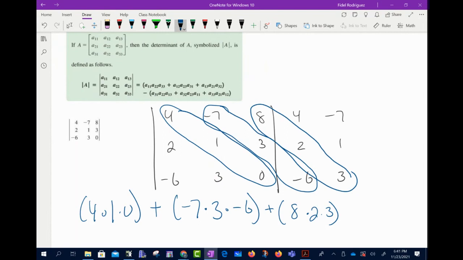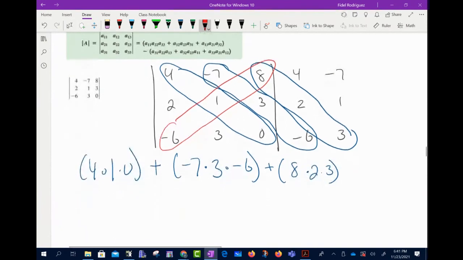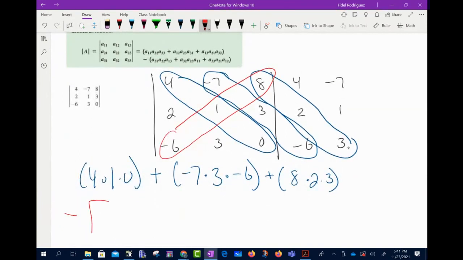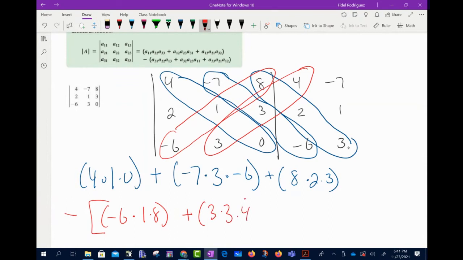Now before we were doing some subtracting, so now we're going to do the subtracting part. I'm going to go along the diagonals from the bottom left to the top right. These are all going to be subtracted. So let me show you how I'm going to do this part. I'm going to put a minus, and I'm going to use brackets. Inside I'm going to put negative 6 times 1 times 8 plus, I'm subtracting the whole value, but I'm adding each of these individually: 3 times 3 times 4 plus these here: 0 times 2 times negative 7.